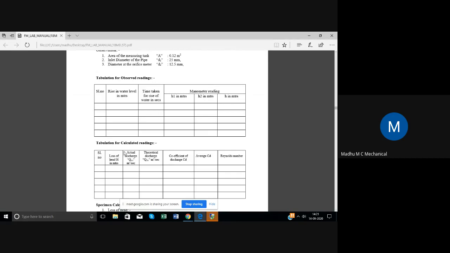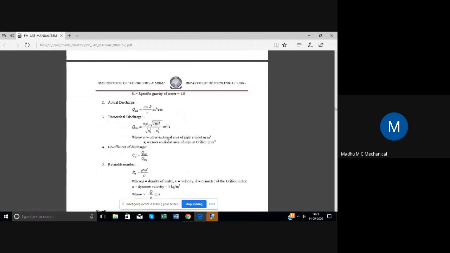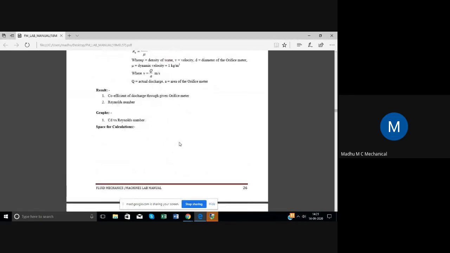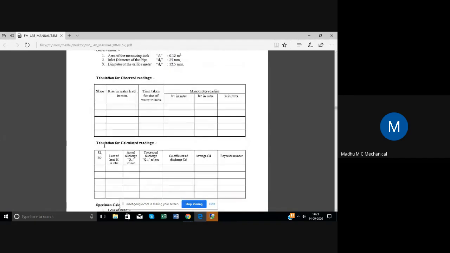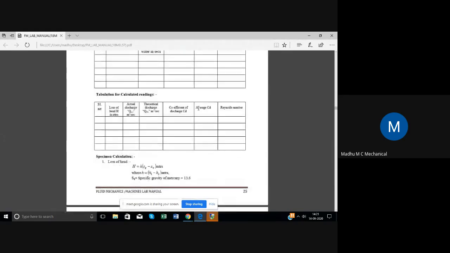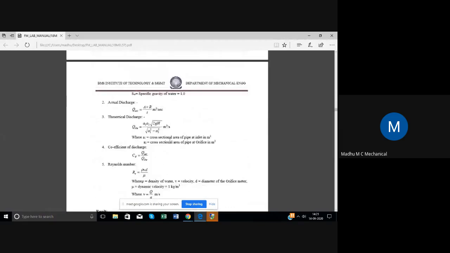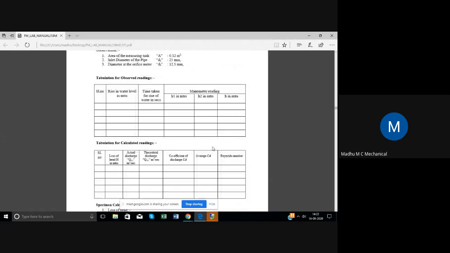Why 3 is required is you have to plot the graph of CD versus Reynolds number. To plot a graph, you require 3 readings. So I'm asking you to take 3 readings. So 1, 2, 3. Find head loss H, Q actual, Q theoretical, and CD. That's what you have to do for all the 3 readings. I have given you the values.